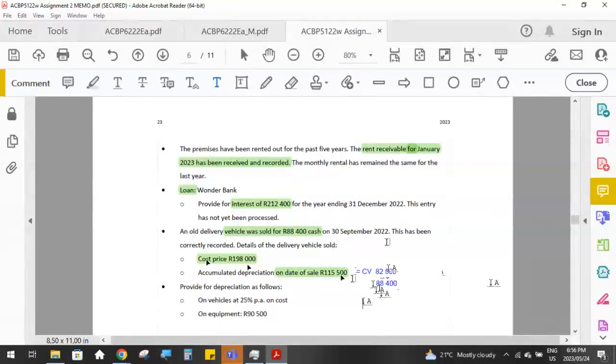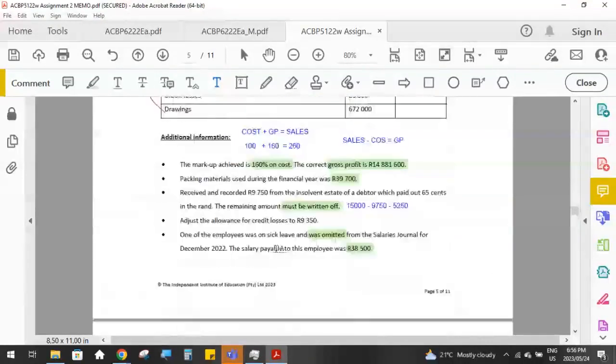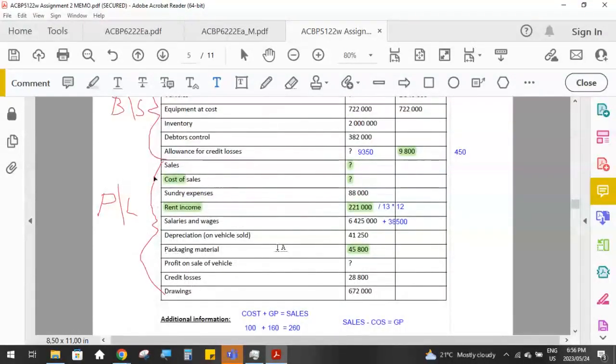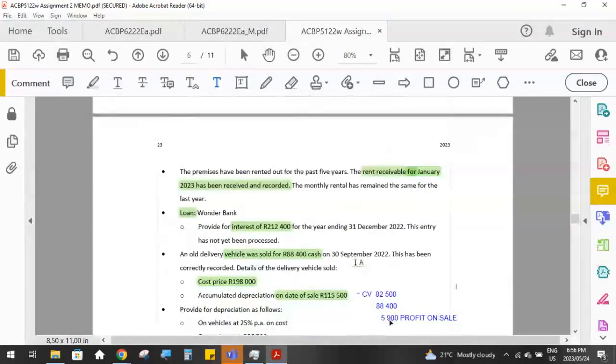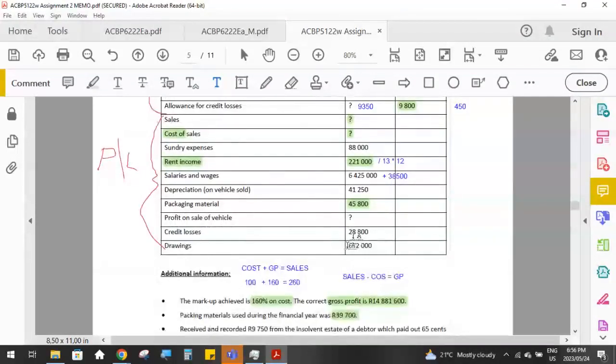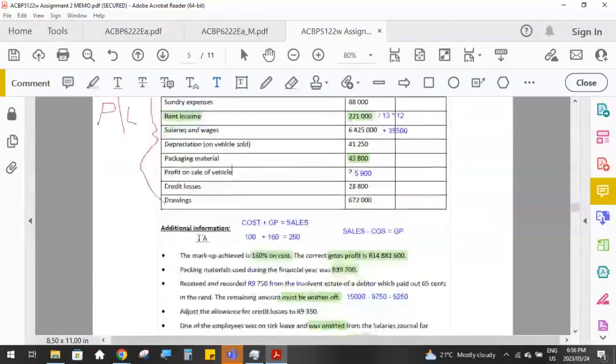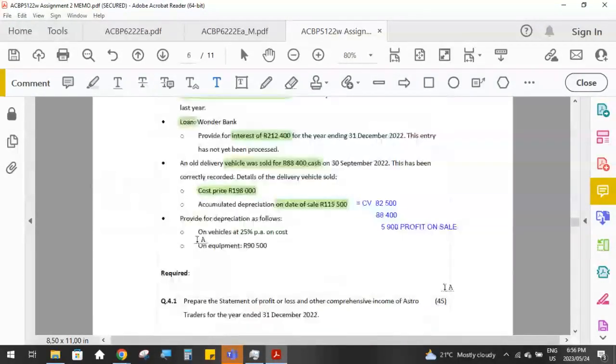Which means that we made a profit on sale of that vehicle of 5,900. The profit on sale. So in our income account here, profit on sale of vehicle, that is going to be that 5,900. And remember, that's going to be an income account, so it will be a credit.